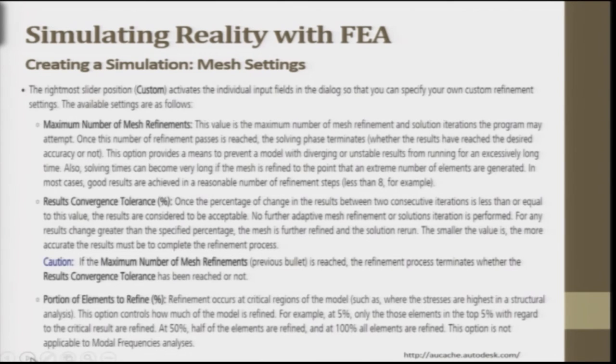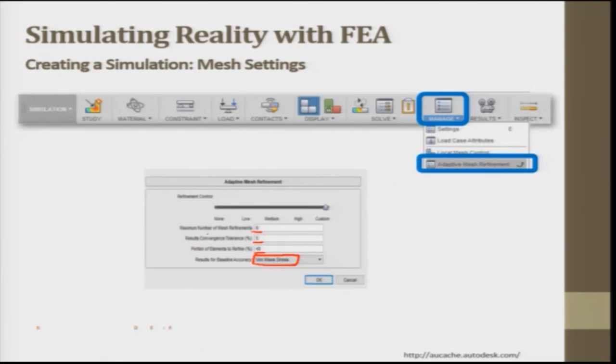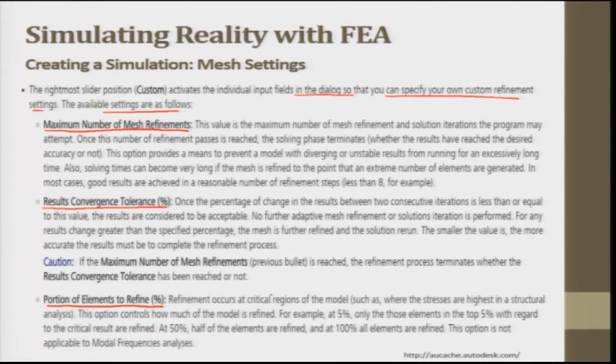So this is creating mesh settings, how mesh settings happen. This is the right most slider portion, or the custom, which activates the individual input fields in the dialog so that you can specify your own custom refinement settings. The available settings are as follows: maximum number of mesh refinements, results convergence tolerance percentages, and portion of elements to refine. These are the details of these three options. So what is maximum number of mesh refinements?